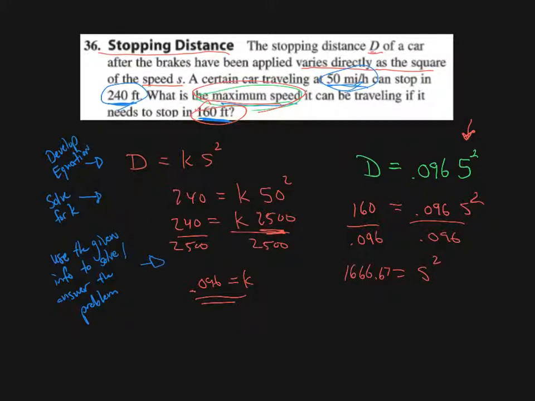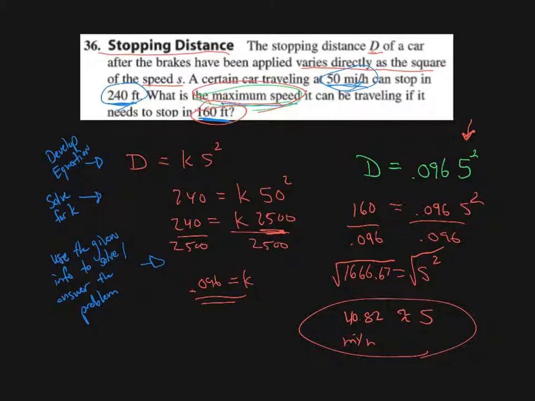So I've abbreviated here on my screen to 1,666 and 67/100ths. Taking the square root of both sides, I get S, but I'm actually taking the square root of the exact answer on my calculator screen, and I get, again, approximately 40.82, and this is speed, so we'll say miles per hour.